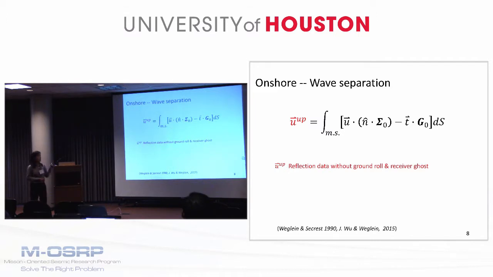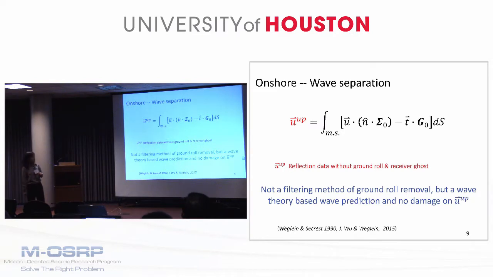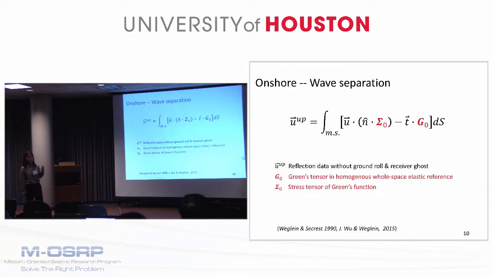We skip all the detailed derivation here, but just like to remind you one very important point. This is not the traditional linear filtering method for ground roll removal. This is a wave theory derived method to directly predict the upgoing reflection data. In fact, there is no damage on the upgoing reflection data. Now, to achieve that, you need to have both Green's function G0 and its stress tensor in that homogeneous elastic reference medium, and both of them have analytical forms. They are actually high dimension. It's a tensor.